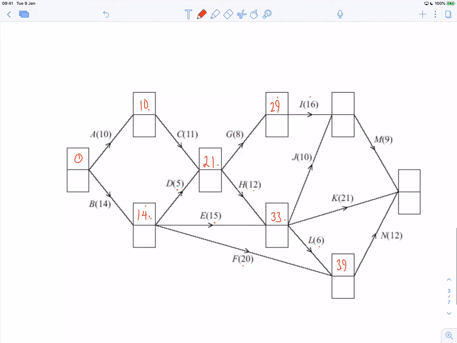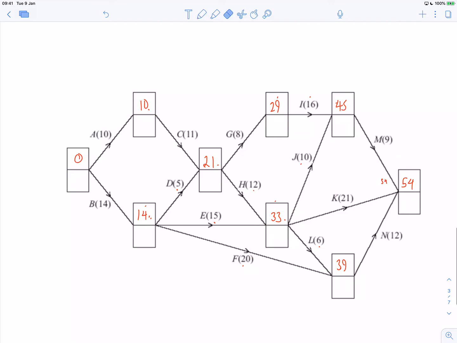29 and 16, I believe, is 45, and 33 and 10 is 43, so the earliest I can be there is 45. 45 and 9 is 54, 33 and 21 is also 54, and 39 plus 12 is not going to be bigger than 54, is it? What's that, 51? So the earliest I can be here is 54.